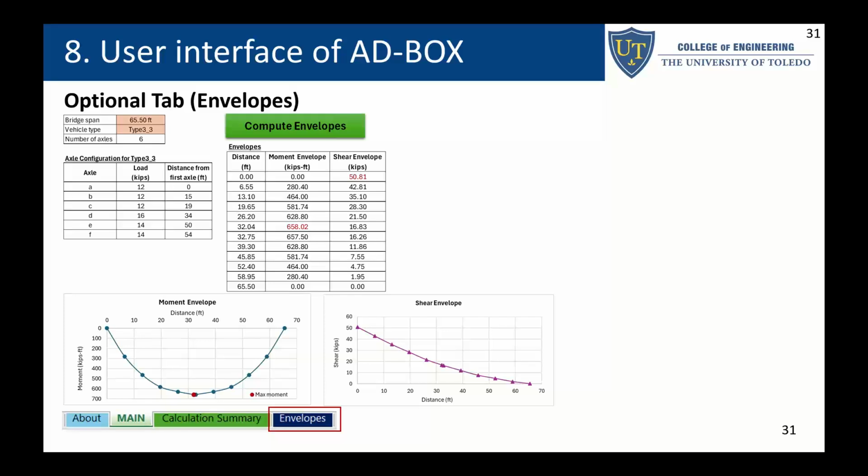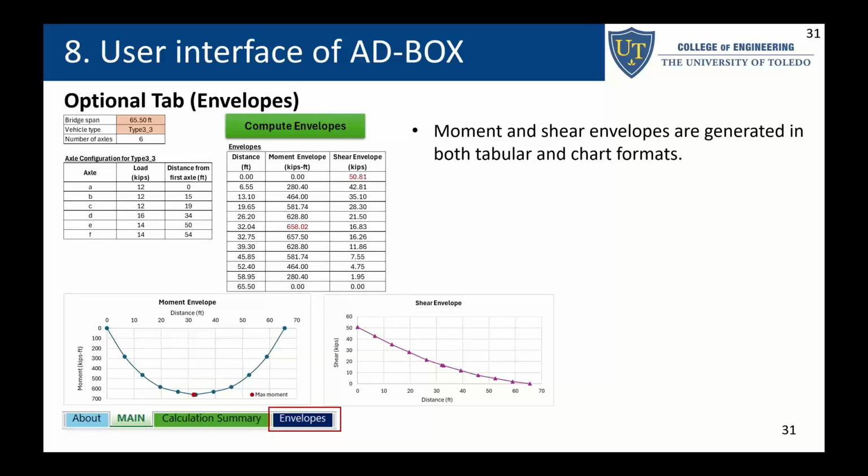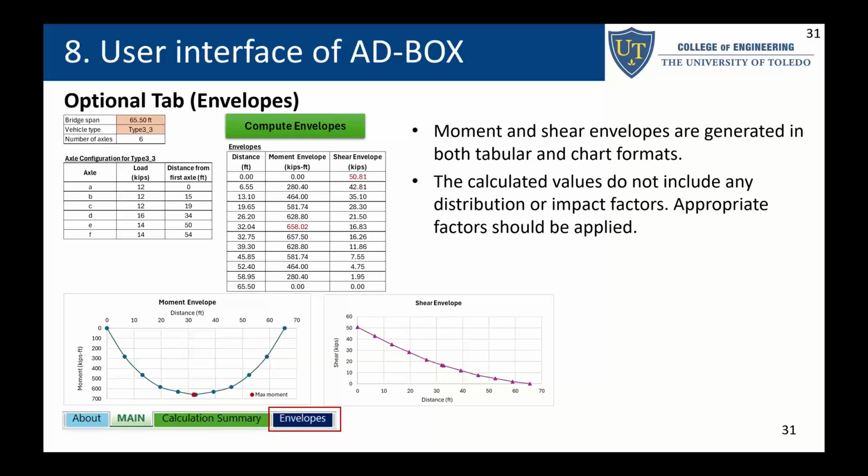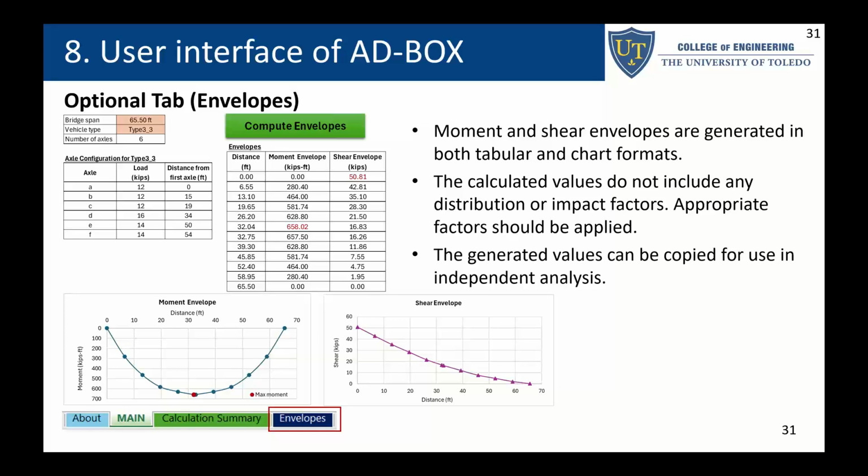This is the optional tab of the AdBox for the moment and share envelopes. It generates the moment and share envelopes in both tabular and chart format, and these calculated values do not contain any distribution or impact factors, so appropriate factors should be applied. The generated value can be copied and can be used for independent analysis.